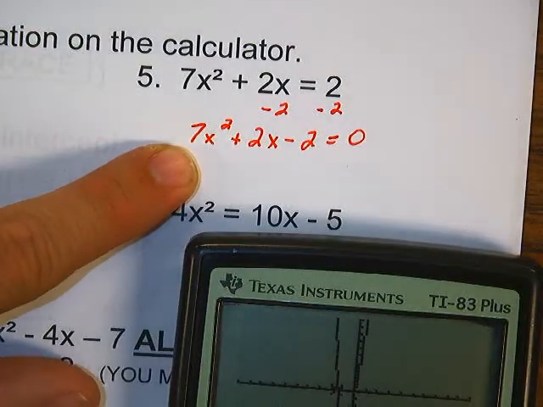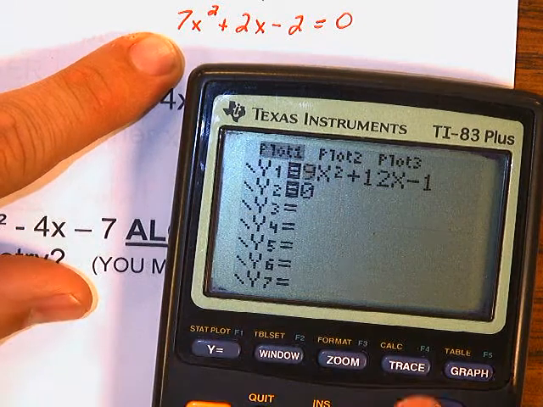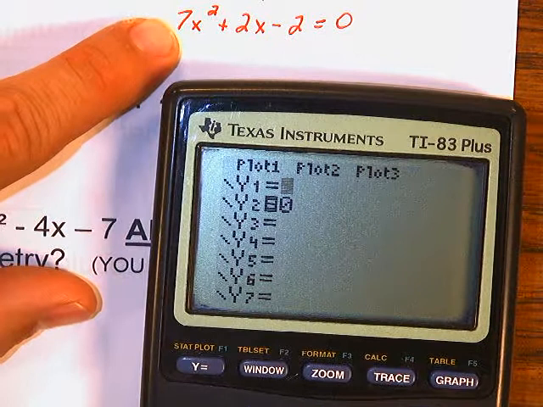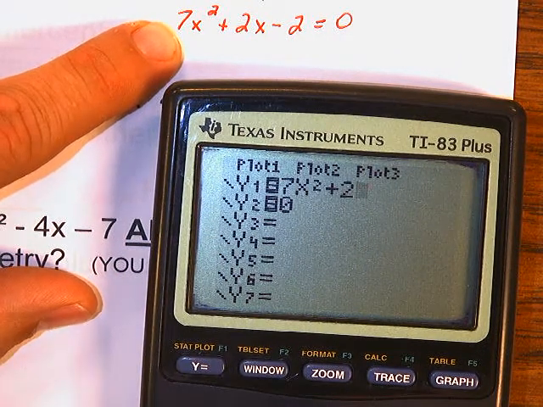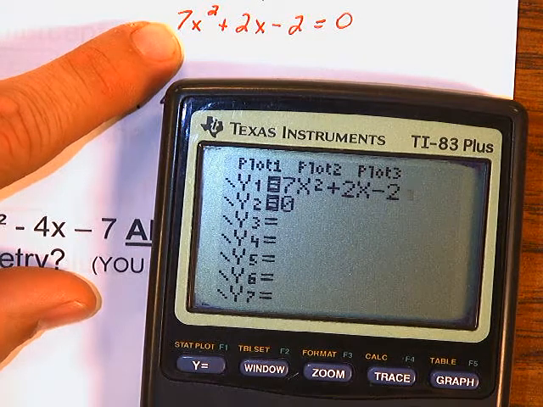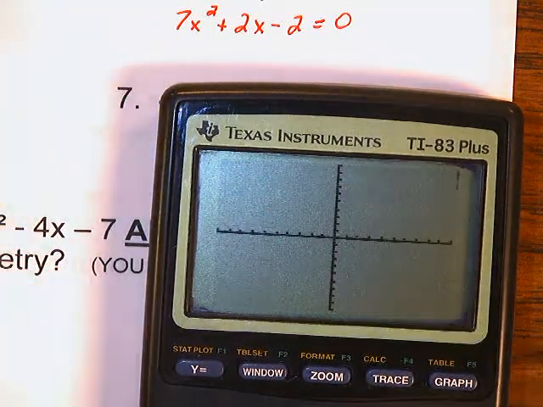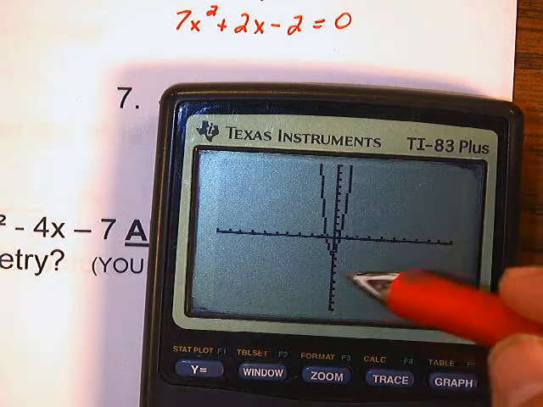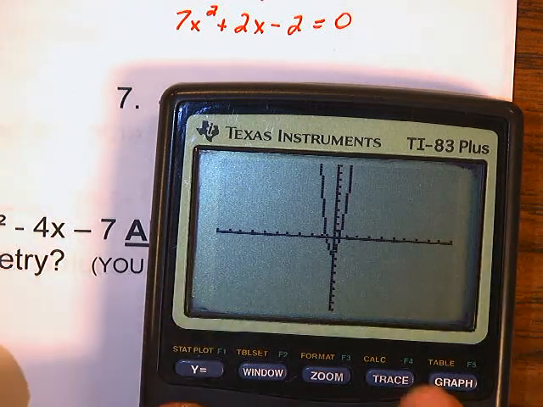Okay, go to y equals, and y sub 1, clear that out, and let's put this 7x squared plus 2x minus 2. Okay, hit graph. Does it cross the x-axis? Yes. Right there and right there. Let's find the two solutions.